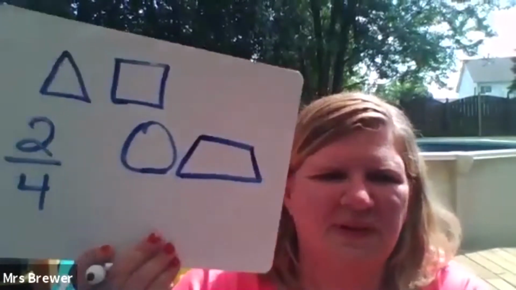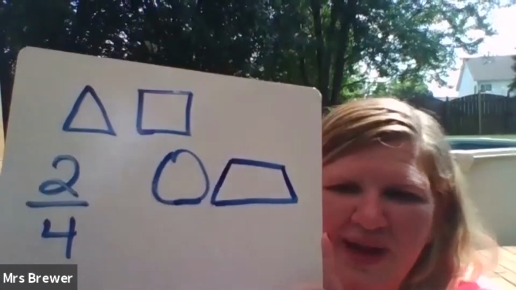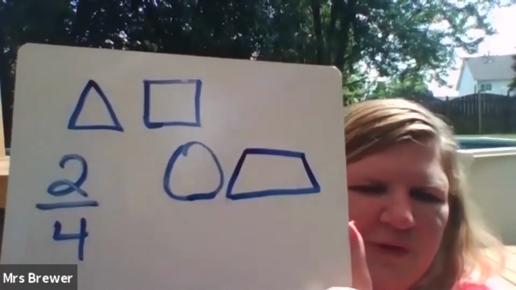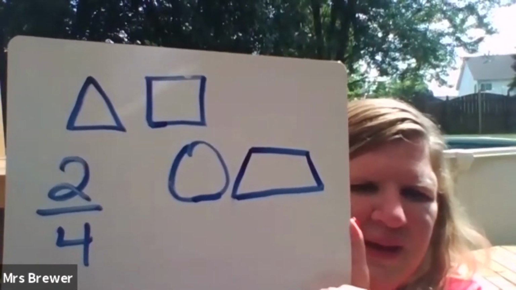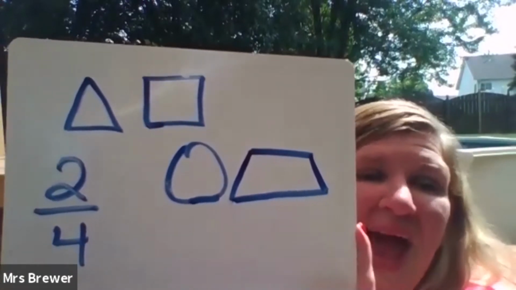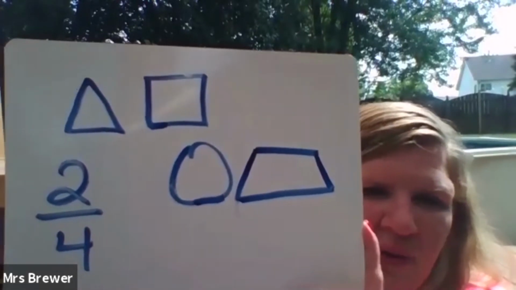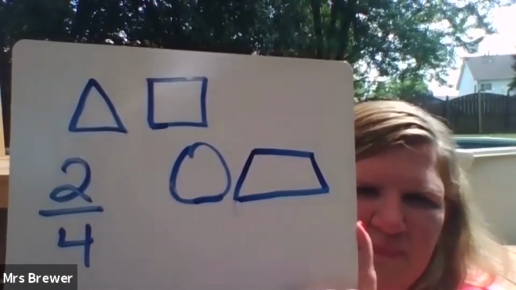Okay? So, 2/4 of my shapes are quadrilaterals. 2 because 2 are quadrilaterals, the square and the trapezoid, right? They have 4 sides, they're closed, and they're all straight lines. And my 4 for my denominator tells me how many shapes we had in all, right? We had 4 shapes drawn, okay?